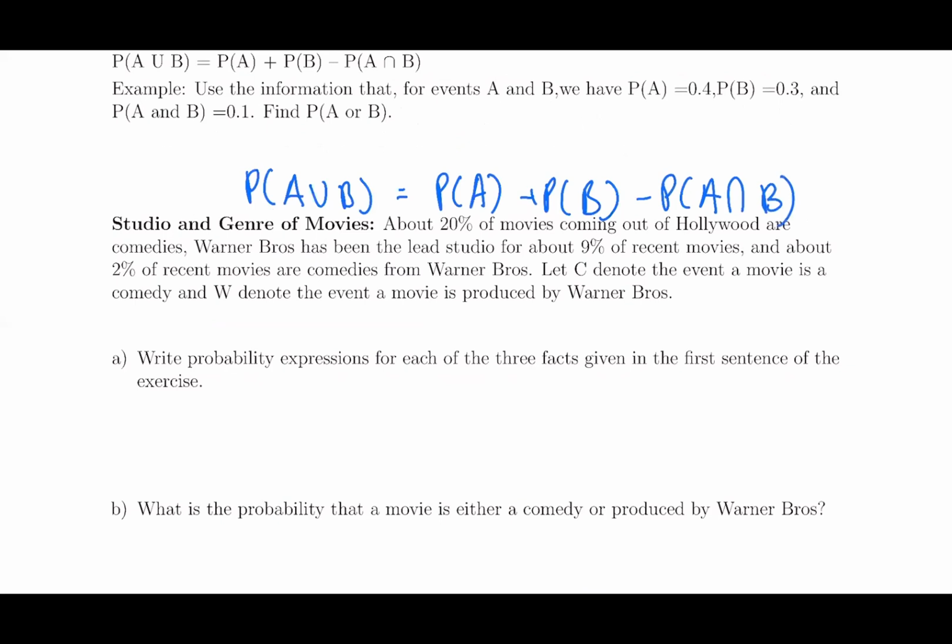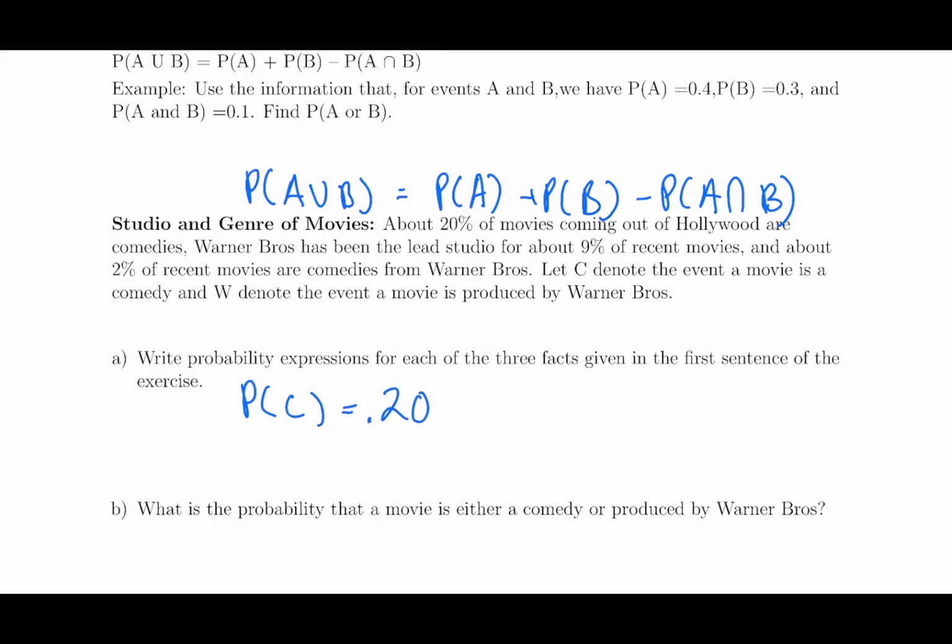The general addition rule is saying you have to be careful about the overlap. You really have to take care of the overlap, because if you count it twice, you're essentially counting it double versus only counting it once. So in this problem, 20% of movies coming out of Hollywood are comedy. So we put the probability that this event is comedy equal to 20%, but we're going to write 0.20.